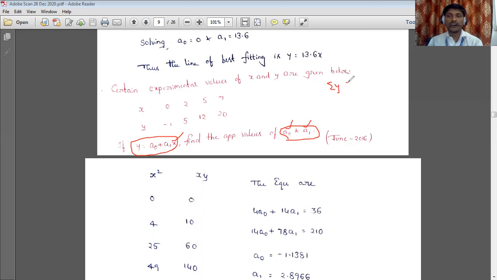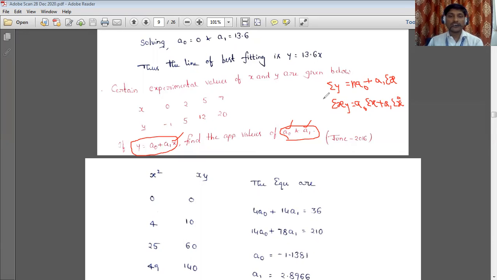So how to write that one? Summation y is equal to n a naught plus a1 summation x. And next we need to multiply that one. So summation xy is equal to a naught summation x plus a1 summation x square. So this is the one, right? So a1 summation x square.